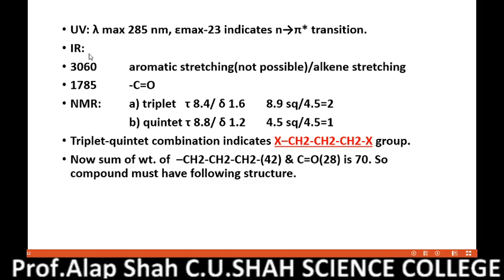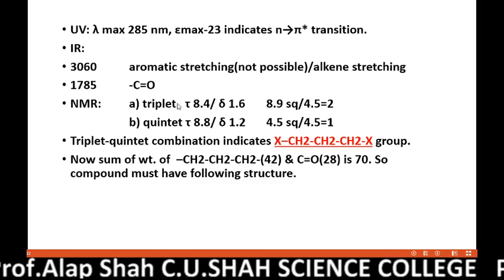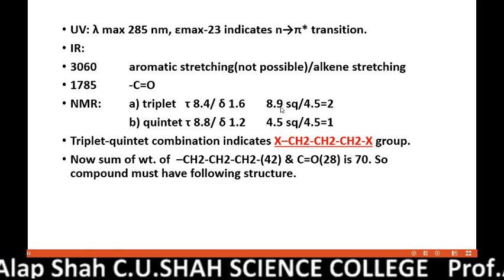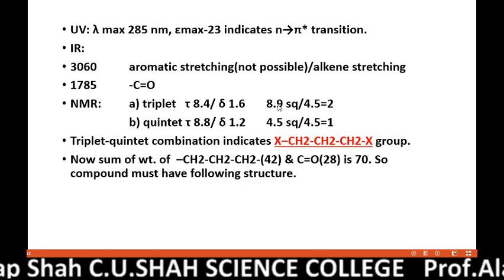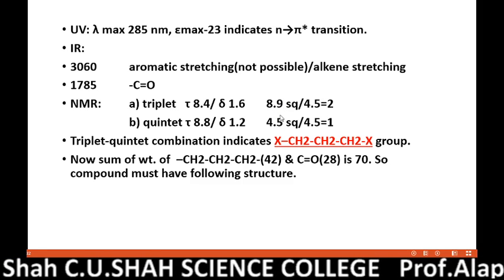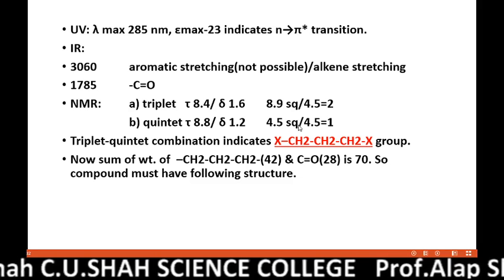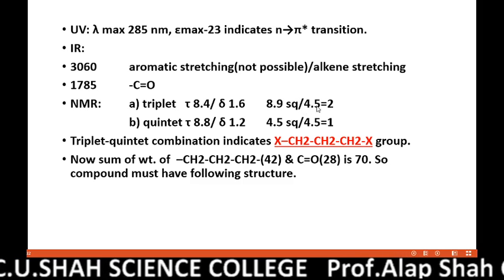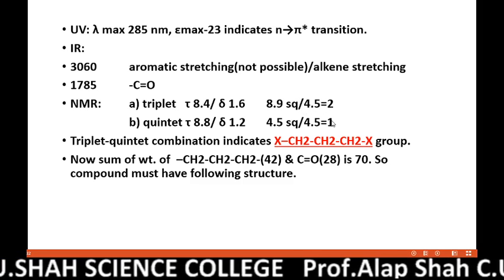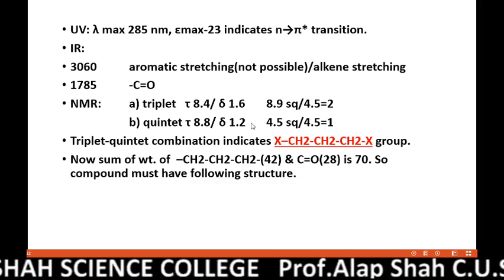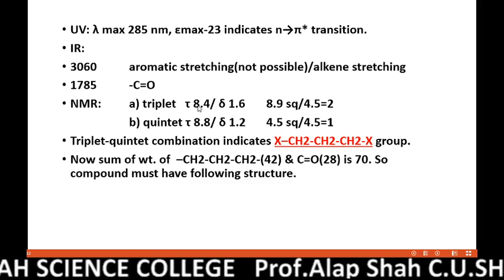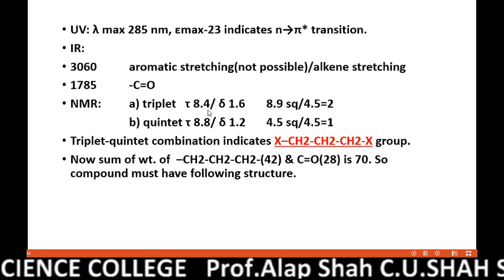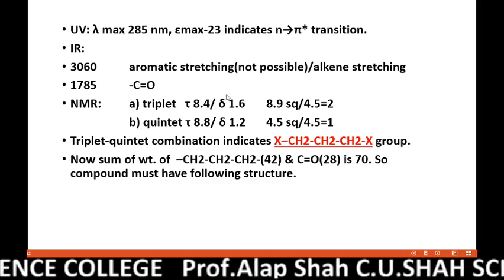Okay, now let us discuss NMR. First let us determine the proton ratio of the signals. 8.9 square and 4.5, this is the smaller one. So divide by both the signals. If divided, the proton ratio of both signals A and B is 2 is to 1. When this tau value is converted into delta, it is 1.6 and 1.2. Their sum is always 10. You know that in theory.